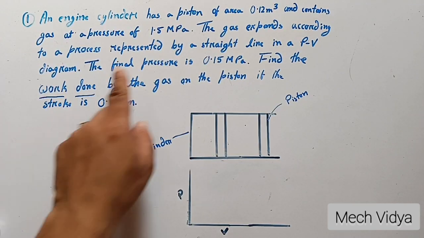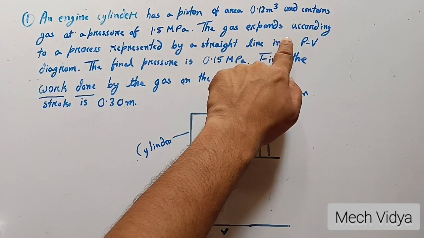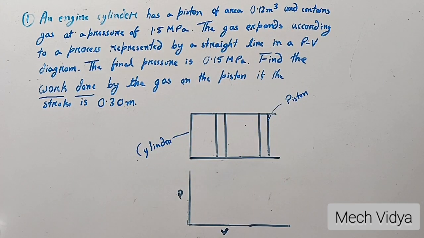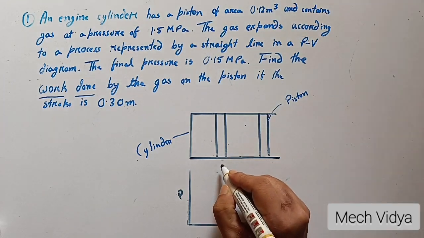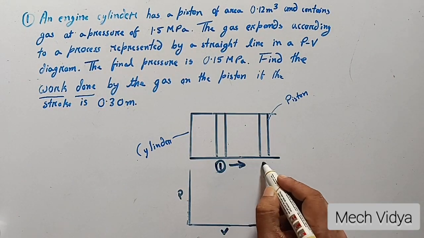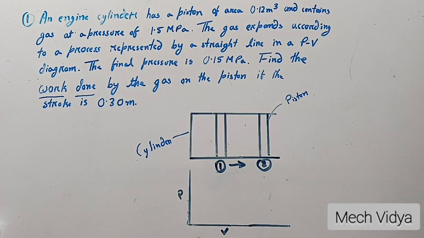Okay, so this is the problem. The gas is expanding, and this is the cylinder and this is the piston. Since it is expanding, let us consider this as state 1 and it is expanding in this direction to state 2. Now if I try to plot the pressure and volume in a PV plot, I will get something like this. So it is expanding, going in this direction in a straight line.